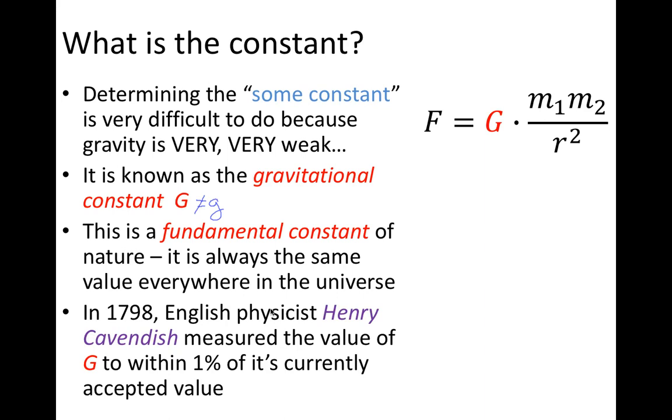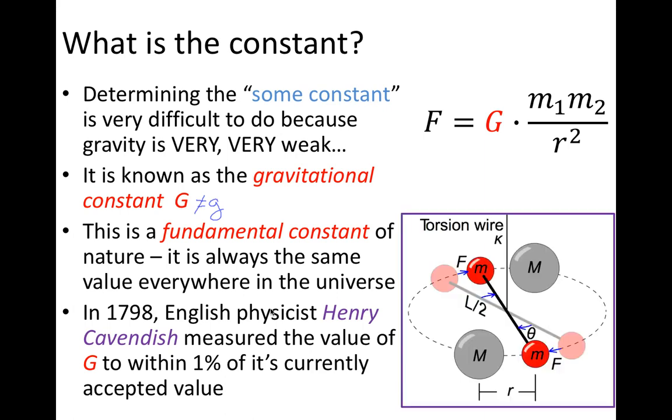And in 1798, English physicist Henry Cavendish was the first one to accurately measure G. He measured it within 1% of its currently accepted value. And here's how he did it. He took two big cannonballs, labeled capital M in this diagram, and then he suspended from a wire two smaller cannonballs joined by a rod.